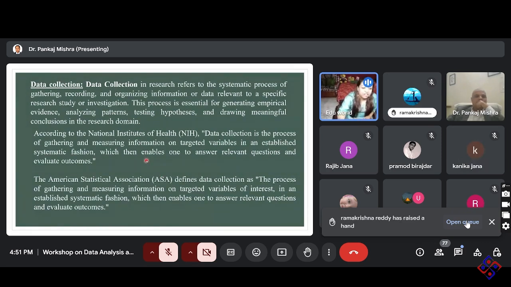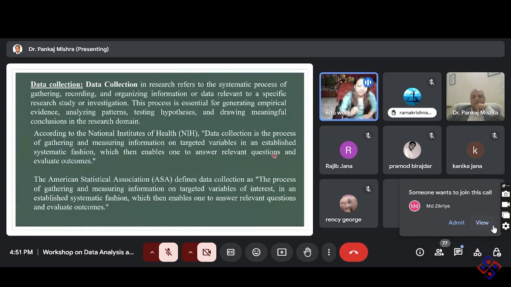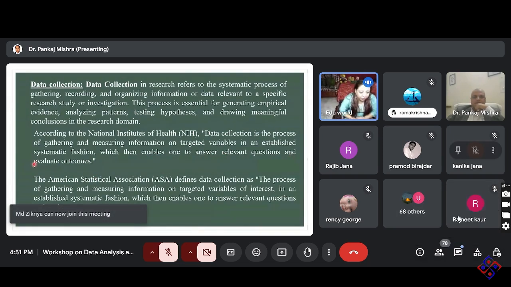Now, a definition has been provided by the National Institute of Health: data collection is the process of gathering and measuring information on targeted variables in an established systematic fashion, which then enables one to answer relevant questions and evaluate outcomes. So in data collection, we have a variable. Does anybody have an idea what this variable is?